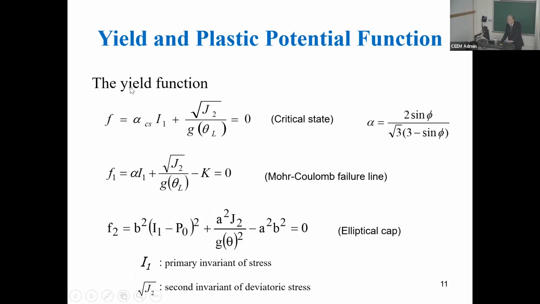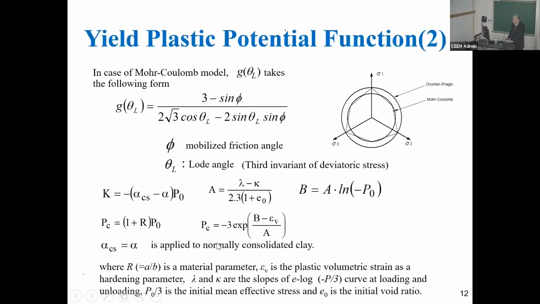So, yield function. In case of critical state, this one, K of that. This one is the Mohr-Coulomb failure line. And alpha is a function of internal friction. In this equation, g(theta) L, in case of the Mohr-Coulomb failure line, is included. This one, the elliptical cap, also has g(theta) included.